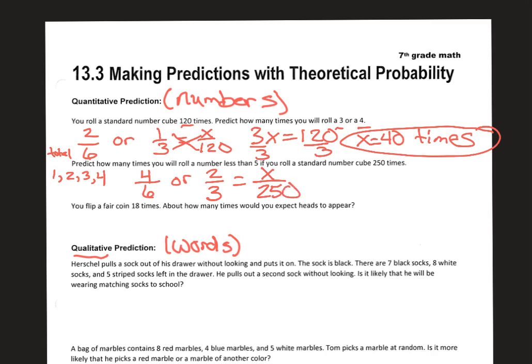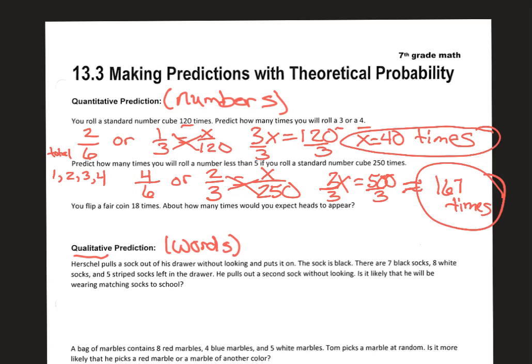Again, we solve cross products. So 3x equals 500. Divide by 3, and we'll round to the nearest whole number. So you can use a calculator. 500 divided by 3 is approximately 167 if we round to the nearest whole, because it's 166.3 repeating. So we would expect it to land on a 1, 2, 3, or 4, 167 times out of 250.